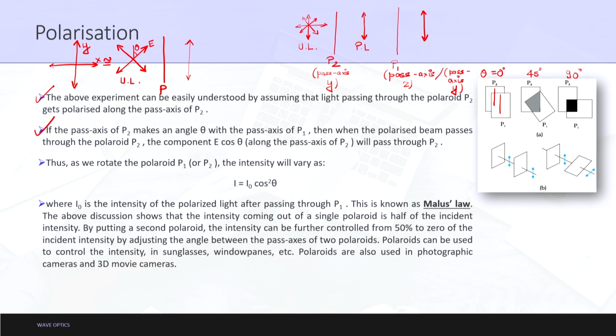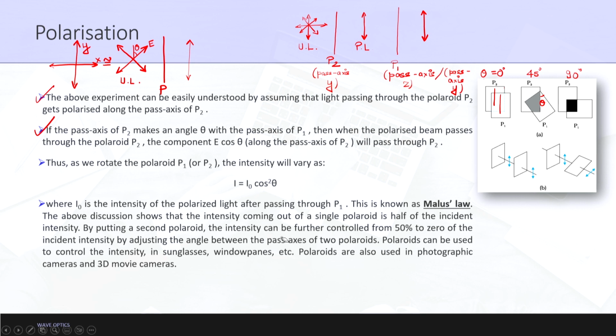This was the concept taught to you in the second point, that if the pass axis of P2 makes an angle theta with the pass axis of P1, let us suppose this is that angle theta here. Then what will pass through it? Only the component E cos theta will pass through P2. Thus, as we rotate the Polaroid P1 or P2, the intensity will vary as I equals I naught cos square theta. So this was the final concept.